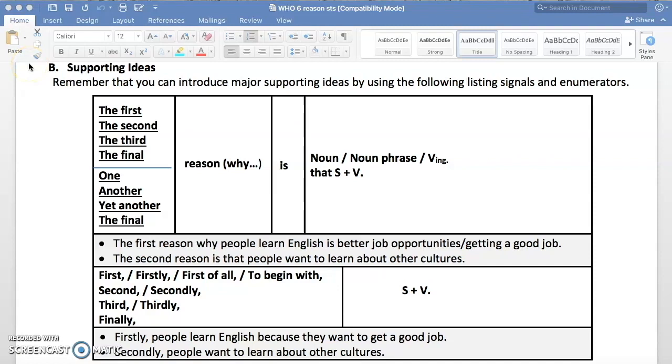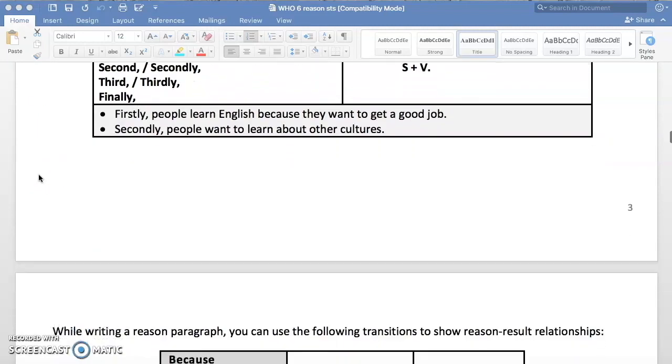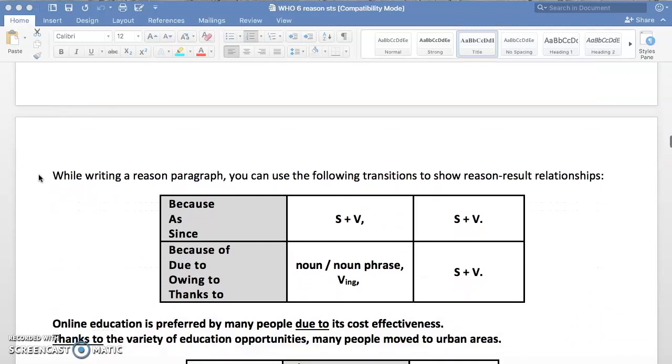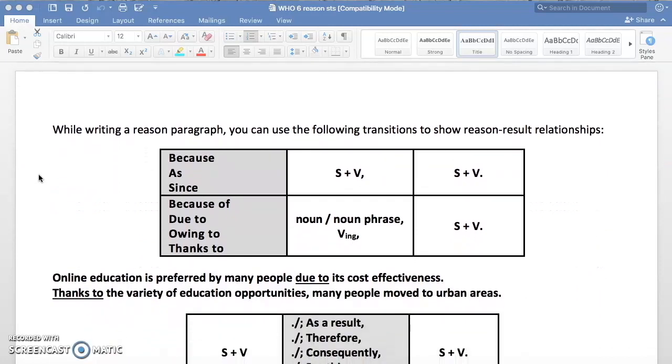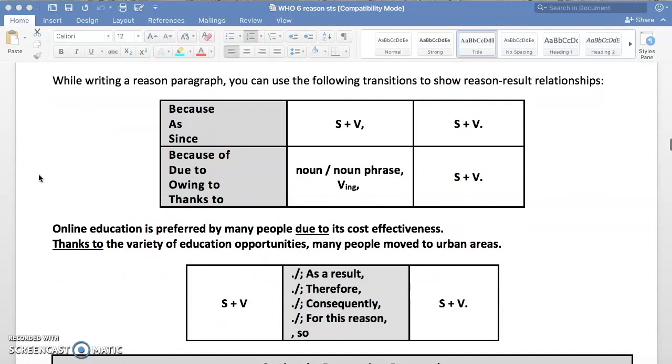All right, in the first video, we talked about how to write a major sentence in a reason paragraph. Now we will focus on some different structures you can use in your minor sentences. In a reason paragraph, you can use these structures here to show reason-result relationships. I'm sure you learned them before, but let's revise them.